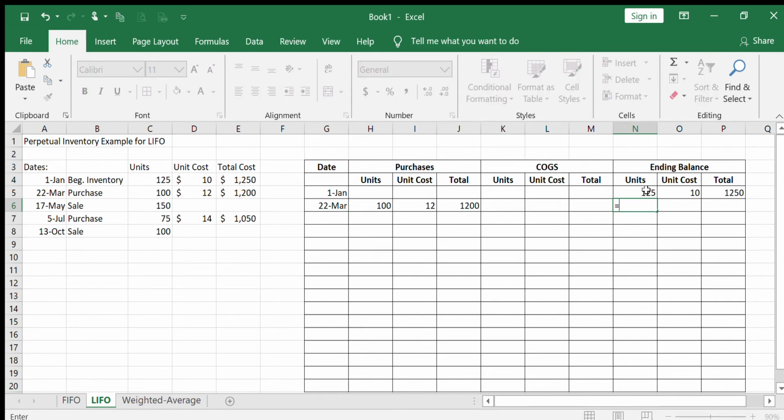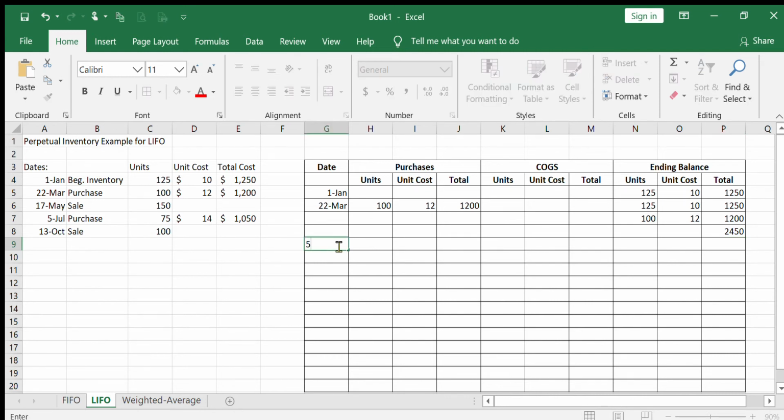The first thing we'll do is bring down what our beginning inventory was. We'll bring down that total too. And then we're going to bring over our purchase amounts. Then we're going to look at what our total inventory is, and we're just going to add our beginning inventory to our purchase inventory. So we have $2,450 worth of inventory at the moment. That's what we're going to draw from when we have a sale.